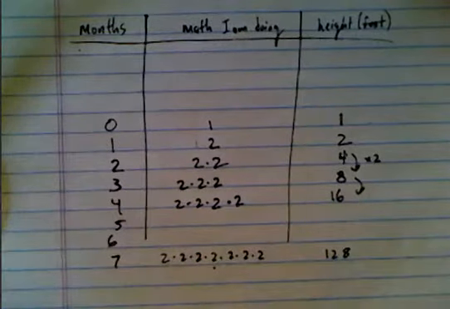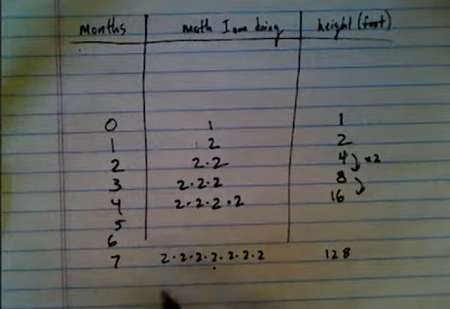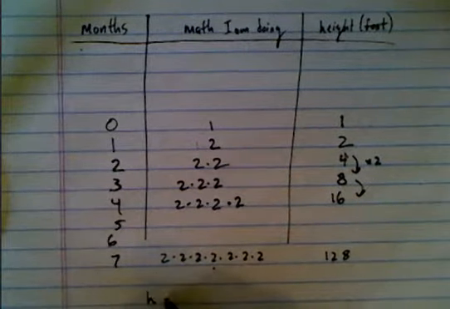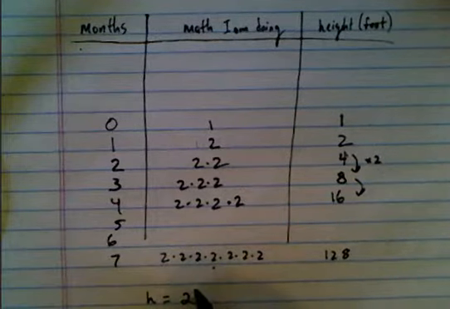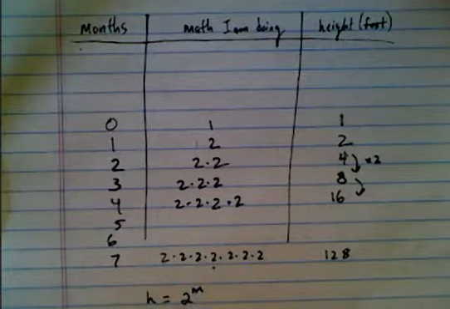So now at this point we might talk about how do you find the height of this crazy growing plant of mine for any number of months, and hopefully kids can land at this: the height of the plant is equal to 2 raised to the power of months. So once you know how many months there are, months since I've owned the plant, that's how many times I multiply 2 by itself. That's the power of 2.